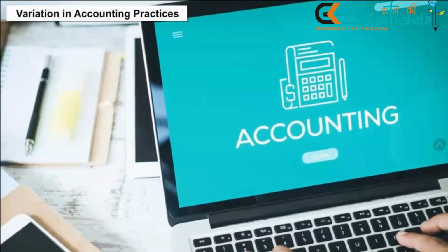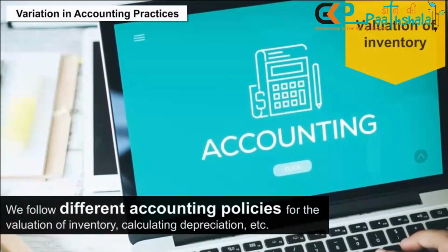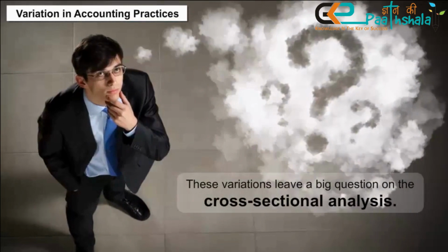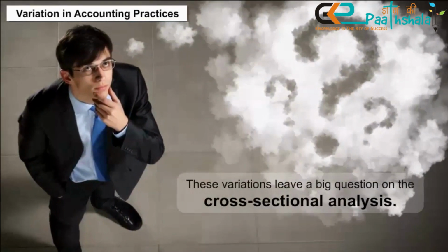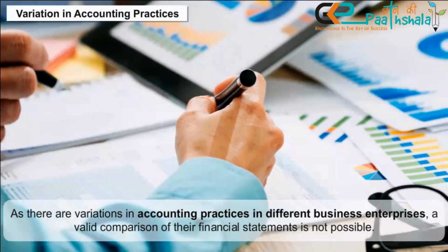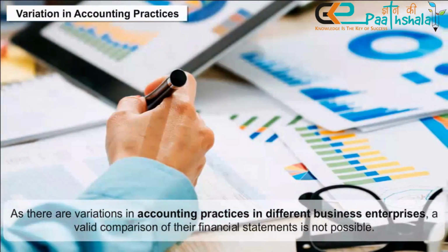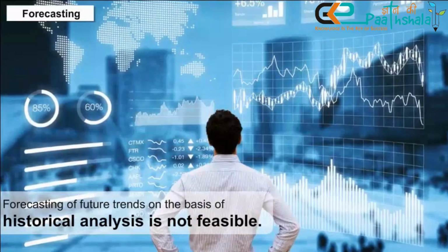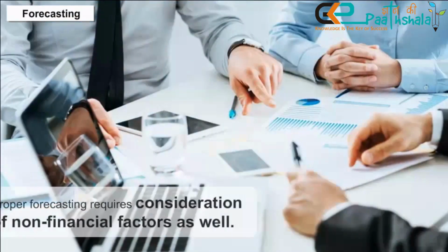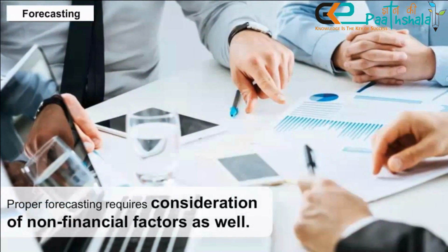Variation in accounting practices. We follow different accounting policies for the valuation of inventory, calculating depreciation, etc. These variations leave a big question on the cross-sectional analysis. As there are variations in accounting practices in different business enterprises, a valid comparison of their financial statements is not possible. Forecasting. Forecasting of future trends on the basis of historical analysis is not feasible. Proper forecasting requires consideration of non-financial factors as well.